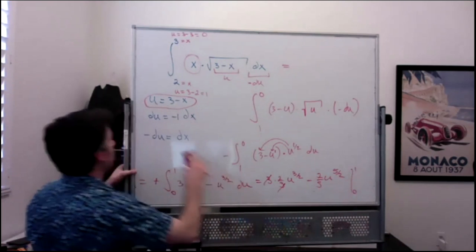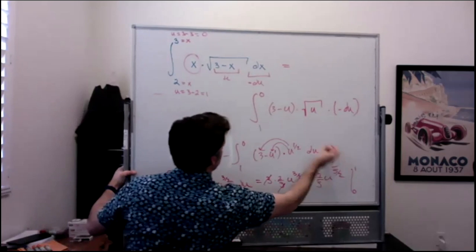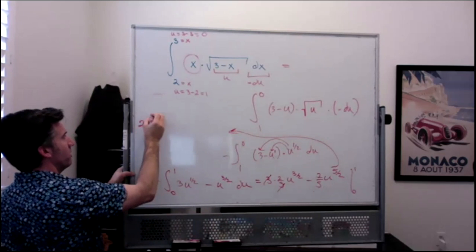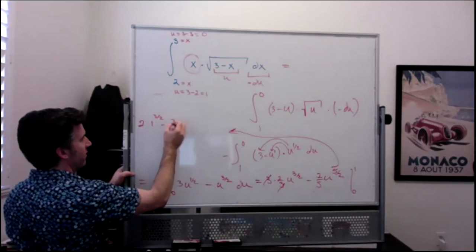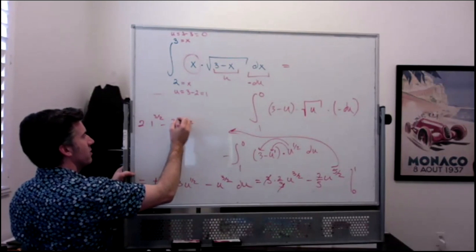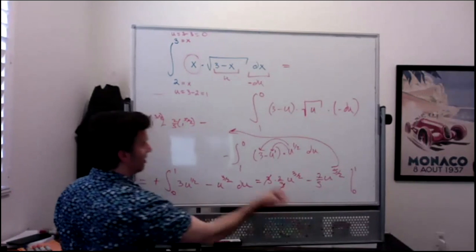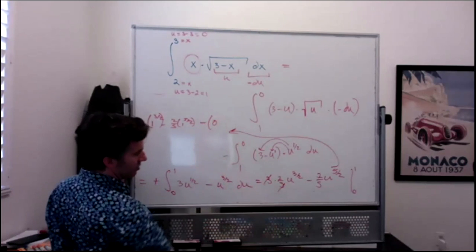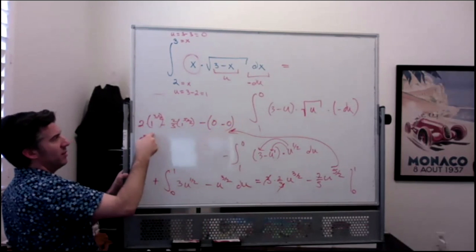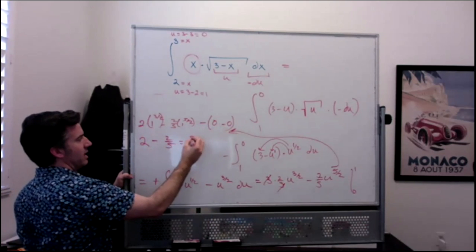So then finally, need some room over here. We plug in 1, and we get 2 times 1 to the 3/2 minus 2/5. I mean, 1 to any power is 1, so I really don't need to write 1 to the 5/2. Minus, then we plug in 0, and 2 times 0 to the 3/2 is 0, minus 2/5 times 0 to the 5/2 is also 0. So I end up with 2 times 1 minus 2/5, or 10/5 minus 2/5 is 8/5.